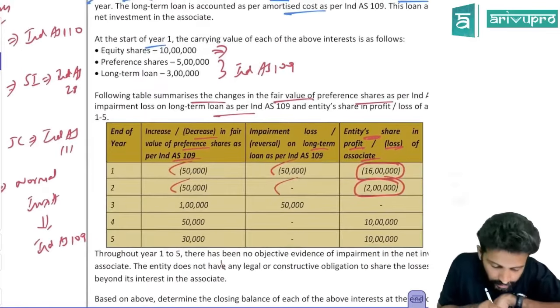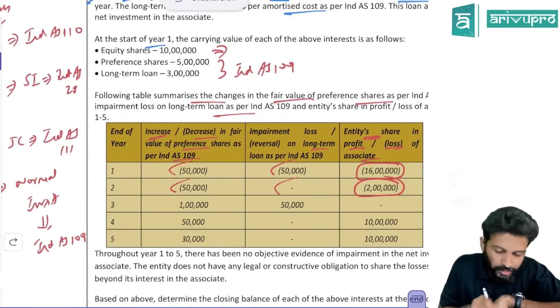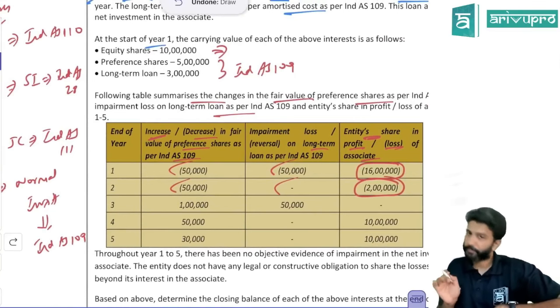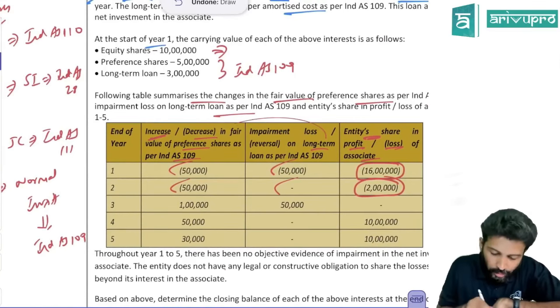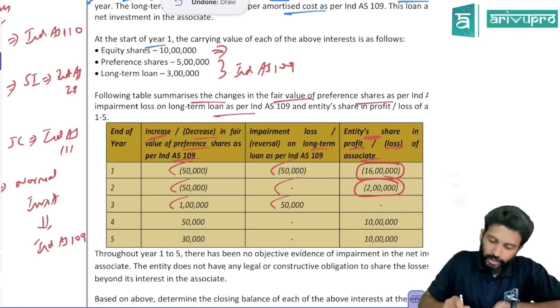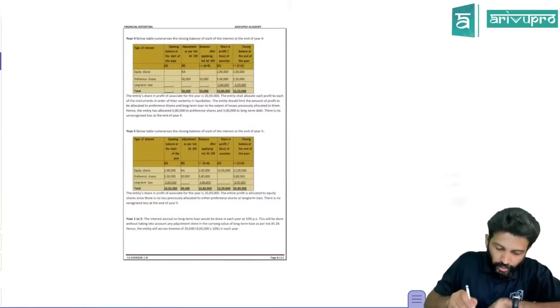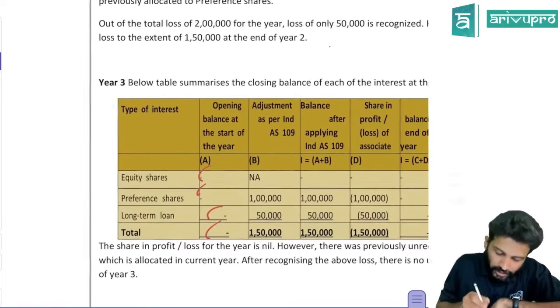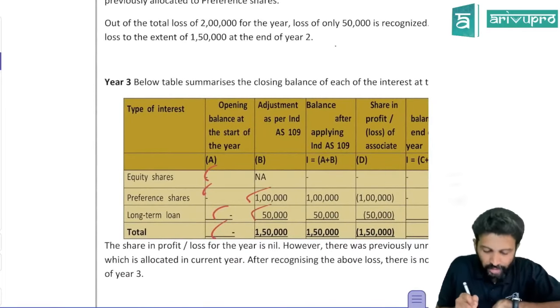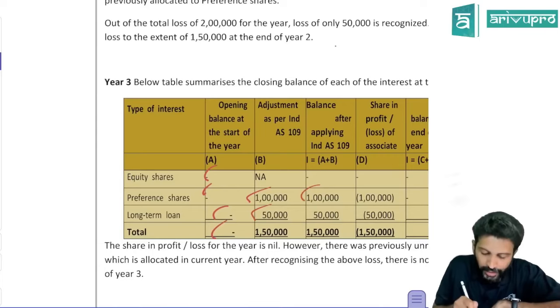In the third year, there is a fair value increase. Increase they are denoting as a positive number. Decrease they are denoted as a negative number. As per Ind AS 109, there is an increase both in preference shares as well as in loan balance. So obviously, increase means what do you have to do in the third year? Where is the third year? Here. There is a fair value increase. So this will increase by 1 lakh. This will increase by 50,000. So its balance will become 1 lakh and 50,000.